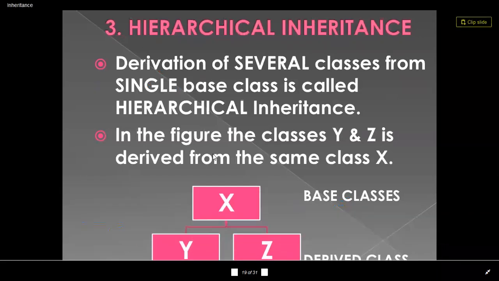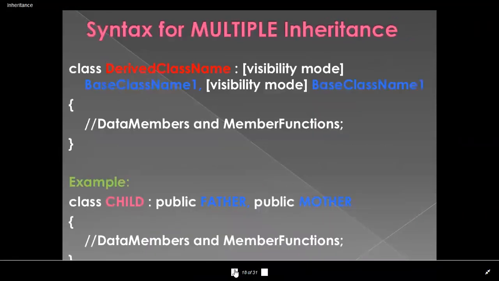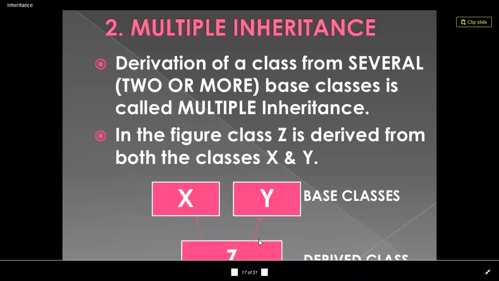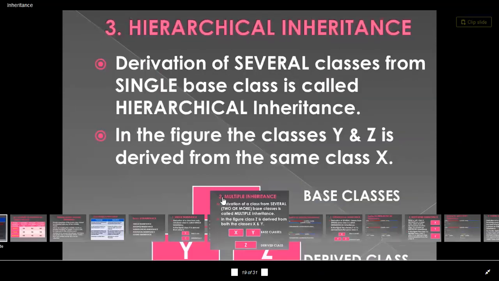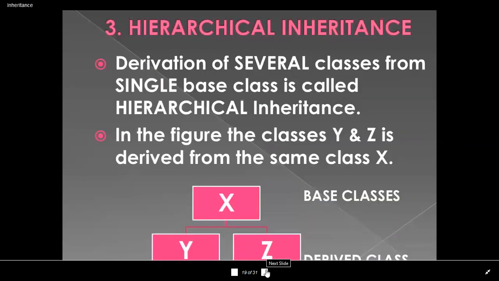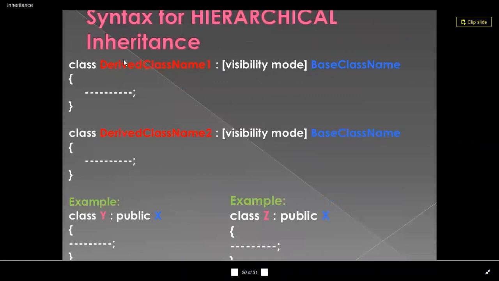Then we have hierarchical inheritance, that is derivation of several classes from a single base class. So that is called hierarchical inheritance. We are basically covering all the possible combinations. Previously we used the example where from two base classes we can create a new class. In this one it's the opposite: from one class we can create multiple classes as well. So the syntax is almost the same. The derived class 1 visibility mode base class, derived class 2 visibility mode base class. That is double syntax, that's it.